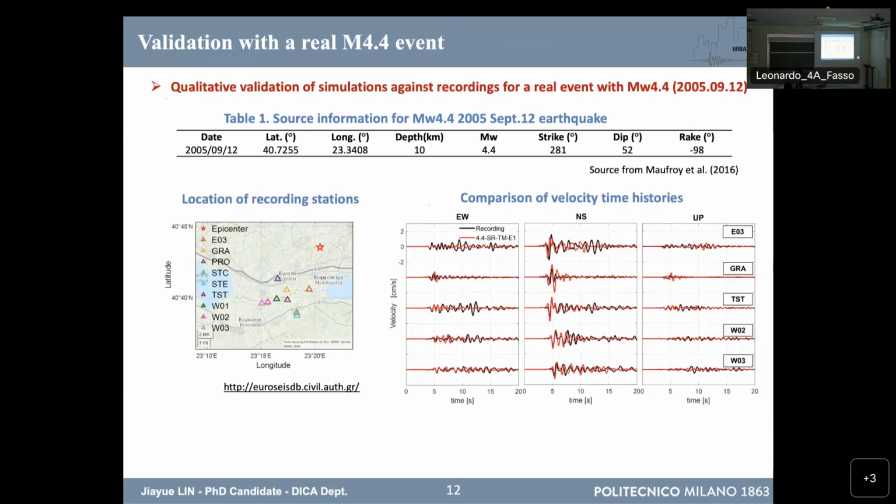This is the comparison between our numerical simulations and the real recordings. The black line is the recordings and the red is our numerical simulation results. As we can see, it has a generally good agreement, at least up to 1.5 Hz.